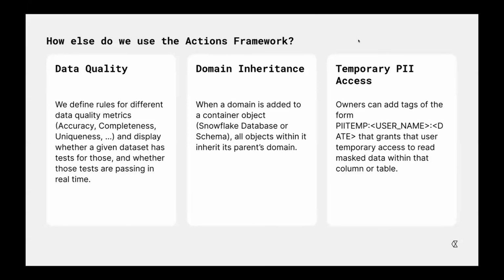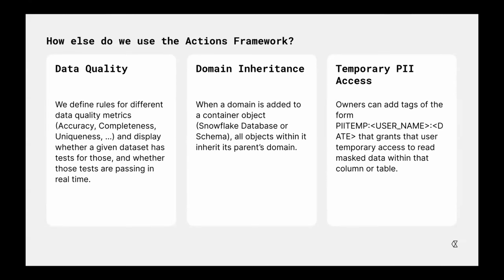So how else do we use the actions framework? Those were two examples. We use it a lot. One is we have data quality rules. So one example of that is for uniqueness. We check, does this data set have a test for uniqueness on it? And is that data set passing? And since we use the actions framework, we get that information in real time. So people can see in DataHub, it'll have a little X next to it. That accuracy is failing or uniqueness is failing right now. So maybe go ask the owner for this, or maybe consume from something else for your use case.